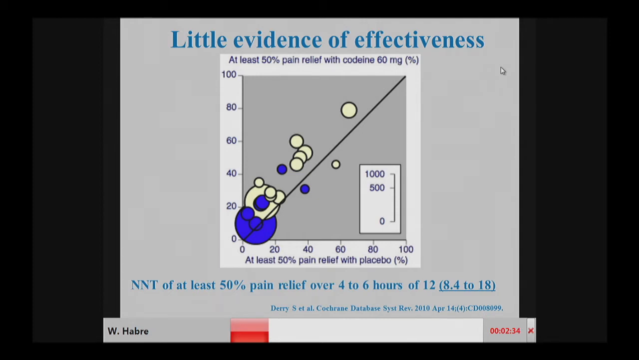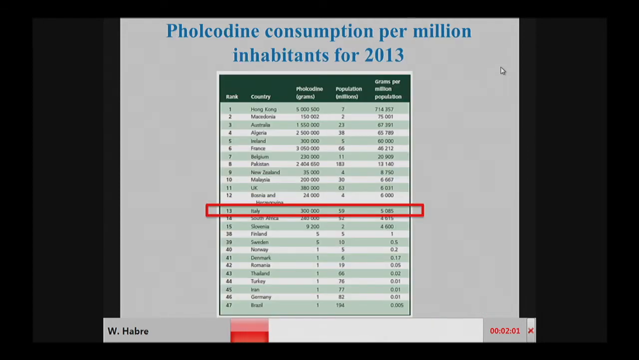We should not use it because there is little evidence of effectiveness. You can see here the big circles are the big studies where they found some evidence, but they are very small studies. If you look at the number needed to treat for at least 50% pain relief over 4-6 hours, in randomized controlled trials with placebo, the number needed to treat goes up to 18. You need to treat 18 patients to have a 50% pain reduction in one patient. So there's no effectiveness.